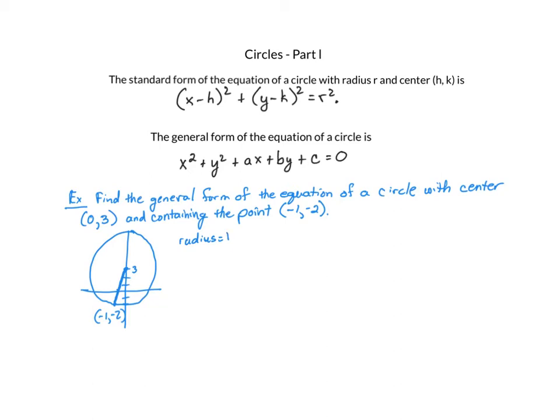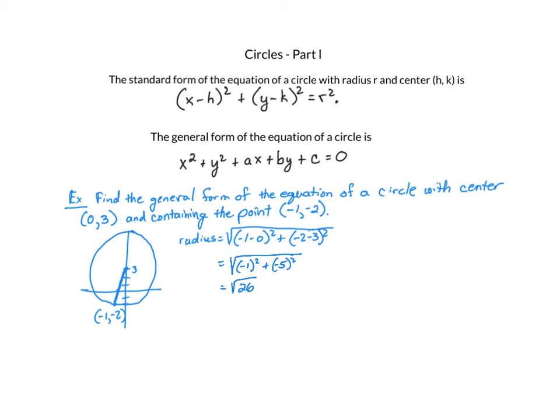So let's do it. We have the square root of (-1 - 0)^2 + (-2 - 3)^2. And remember, you can use those points in either order. In other words, I could have said (0 - (-1))^2 + (3 - (-2))^2. That would have been fine. So our radius equals the square root of (-1)^2 + (-5)^2. And (-1)^2 + (-5)^2 is 26. So our radius is the square root of 26.